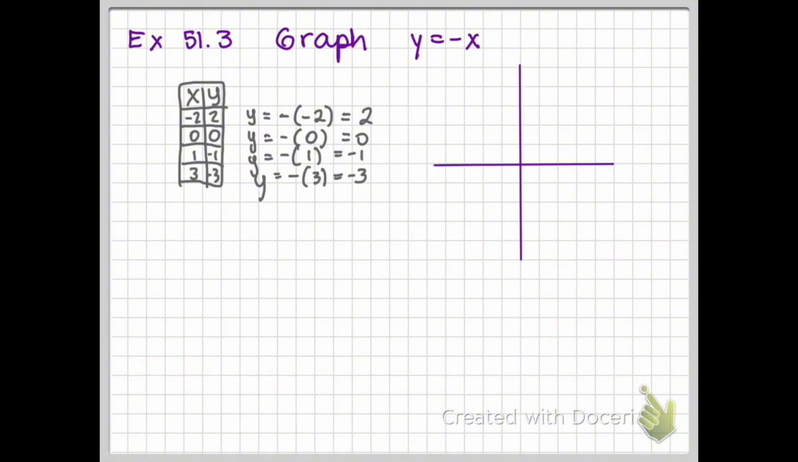So I'm going to put -2 and 2 up here. 0, 0 here. 1, -1 here. And 3, -3 down here. Again, those are all in one line, so we did it right.